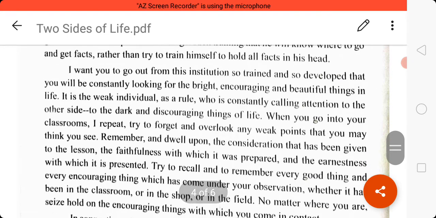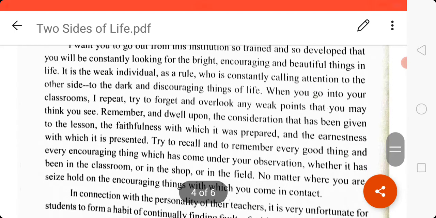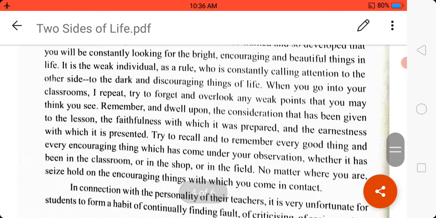I want you to go out from this institution so trained and so developed that you will be constantly looking for the bright, encouraging and beautiful things in life. So when you leave this institution, you must be trained in such a way that you see the brighter, encouraging side of life. It is the weak individual, as a rule, who is constantly calling attention to the other side, to the dark and discouraging things of life.